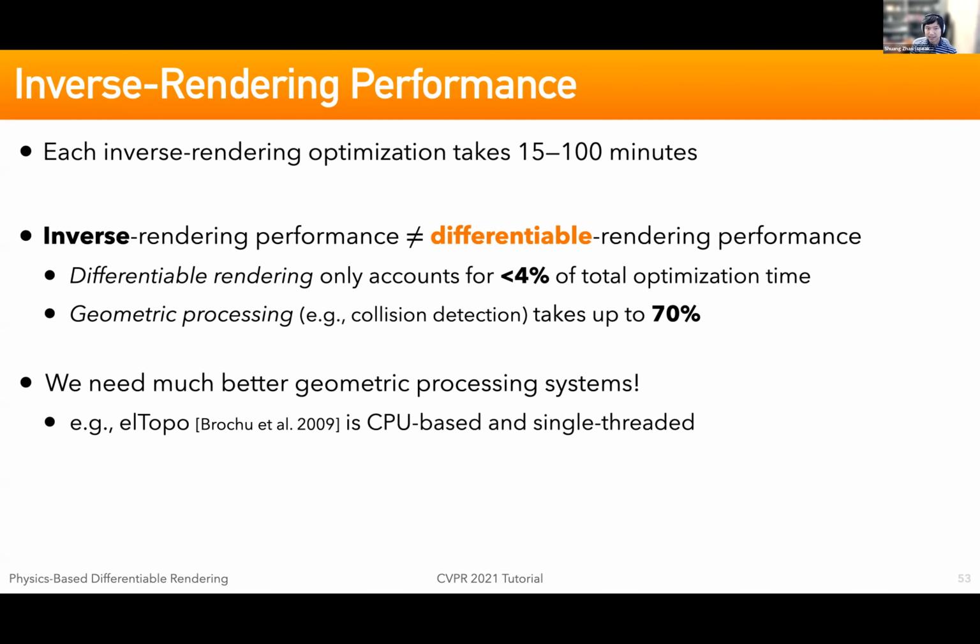As you can imagine, you need this geometric processing regardless of whether you use a soft rasterizer or a ray tracing based system, right? If you want to avoid self-intersection, as long as you use a mesh, that's required. So what's actually the true bottleneck here is the geometric processing step. This is partially because the El Topo library, which is state-of-the-art in this regard, is not implemented very efficiently. It's purely CPU-based and also single-threaded. So if we can improve this component, we'll get much better performance.